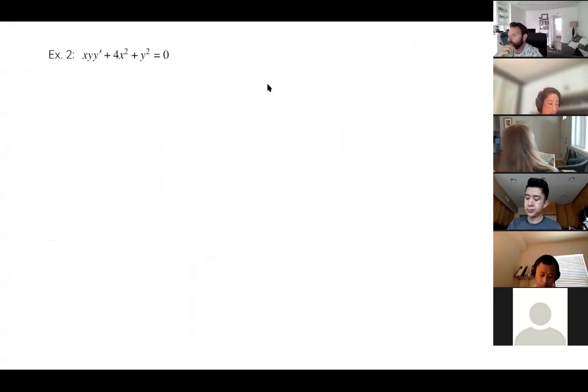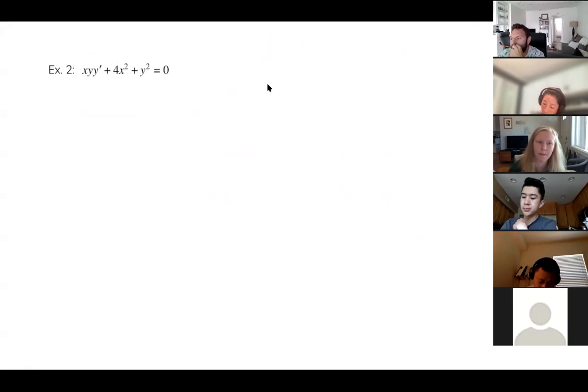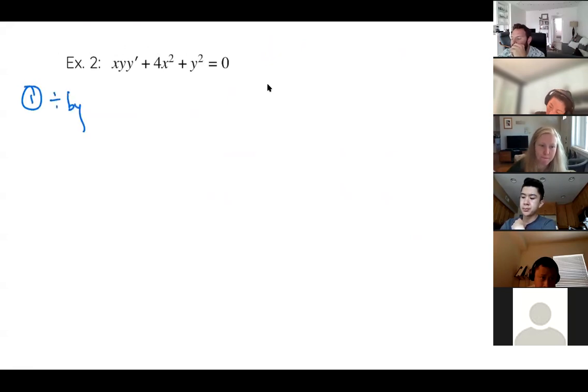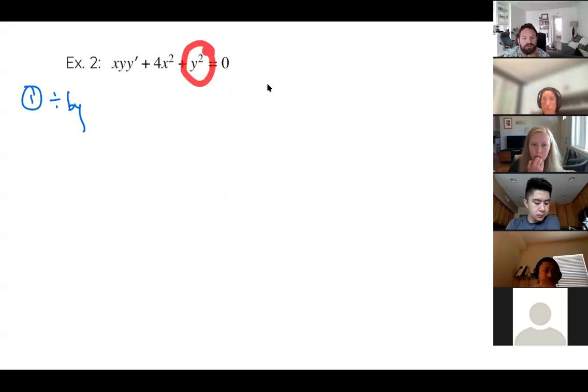We have y prime plus 4x squared plus y squared equals 0. Now, what would you want to divide by to create these ratios of y over x? Right, and that's a tough question. But as I look at this, I have a y squared here, right? And so if we divide by x squared, like David suggests, that'll turn into a y squared over x squared. That's good.